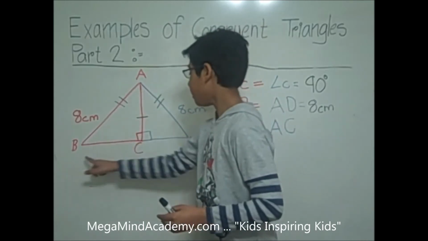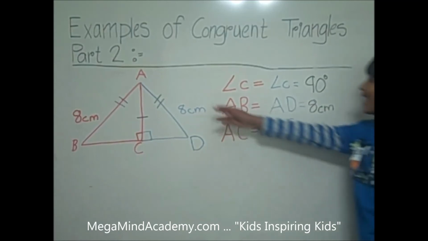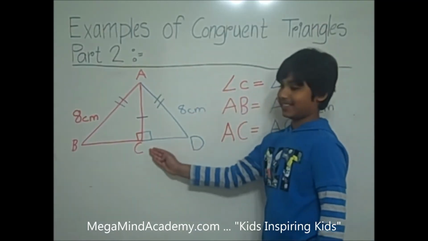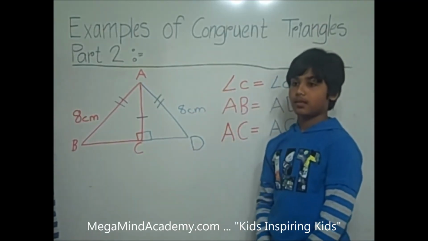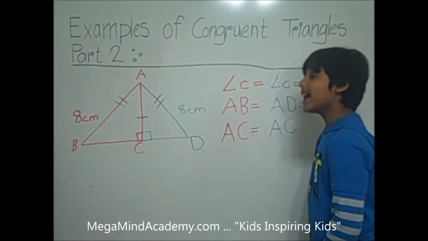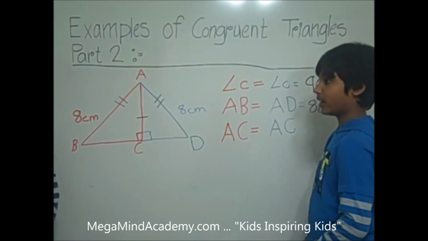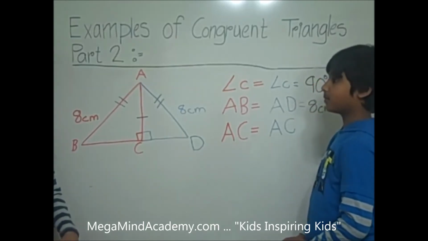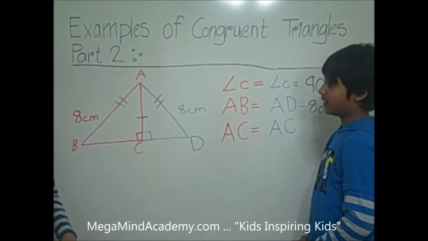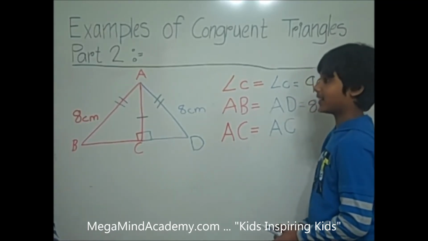Triangle ABC and triangle ADC. Now, does this mean that both these triangles are congruent? Yes, it does mean that both these triangles are congruent. They're congruent due to the hypotenuse leg theory, right? Yeah, they are congruent due to the hypotenuse leg theory.